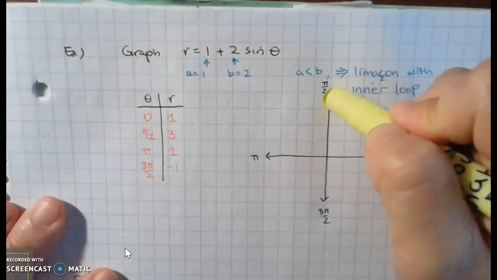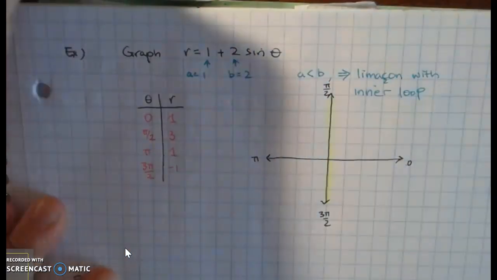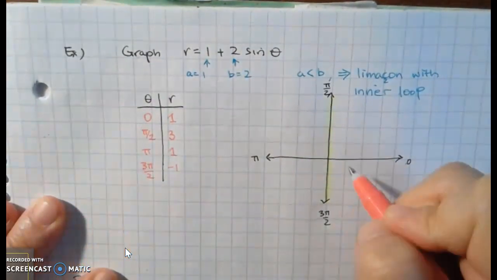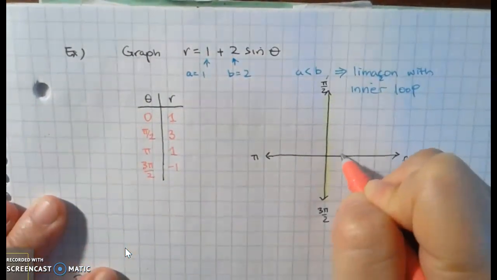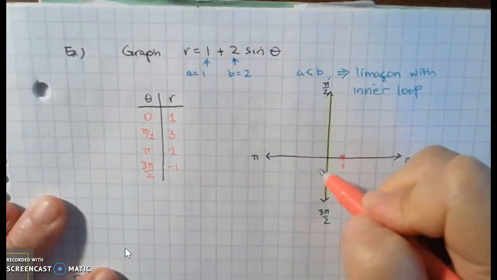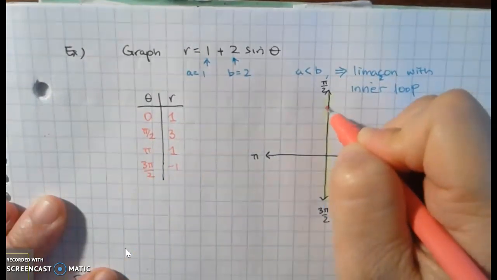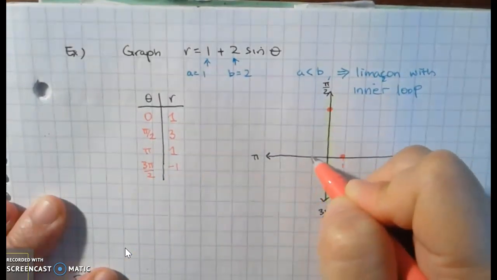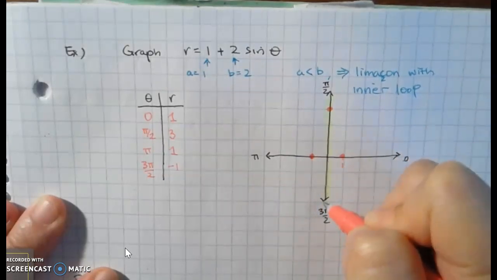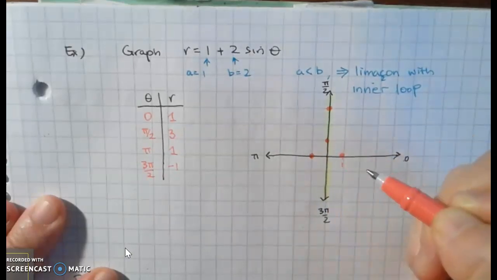So let's see if you can plot those and then create a graph from it. Because we are dealing with sine, it's going to be symmetrical over theta is equal to pi over 2. So let's plot the point at 0: the radius is going to be 1. If I call this 1, then it's going to be right here. And at pi over 2, it's going to be 3. 1, 2, 3, right there. At pi, it's going to be positive 1. And at 3 pi over 2, going on down this way, it's going to be negative 1. That means this is my point right there.